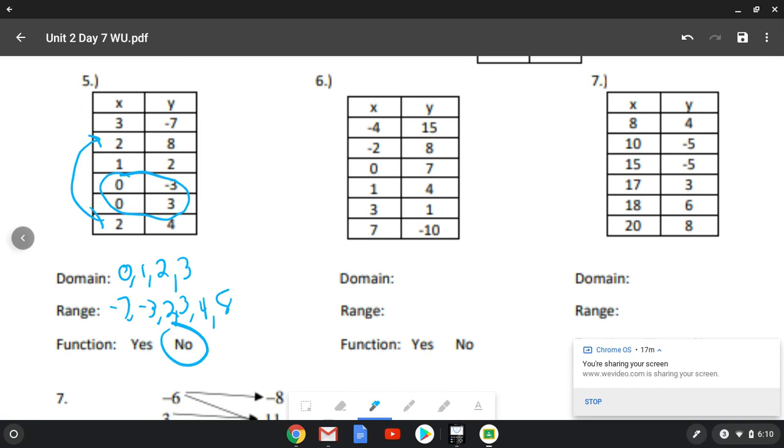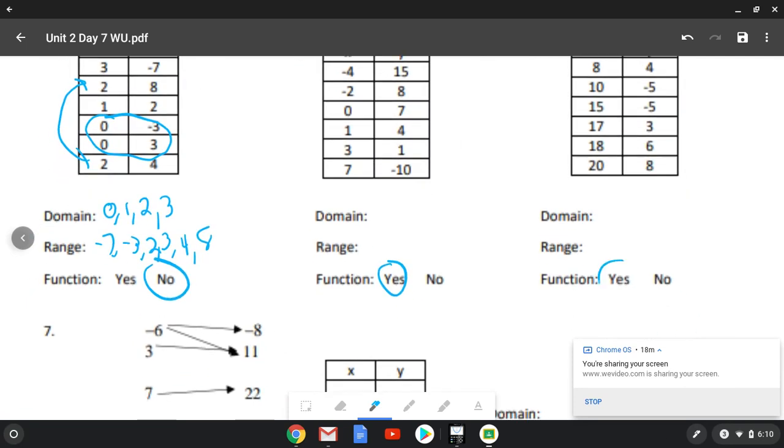6, we just write them in order, and same with 7. I'll tell you whether or not they're a function just looking at them. It looks like there's no repeaters in number 6, so that's a yes. And then it looks like 8, 10, 15, 17, 8. There's no repeaters for 7, so that's also a yes if you went through that.